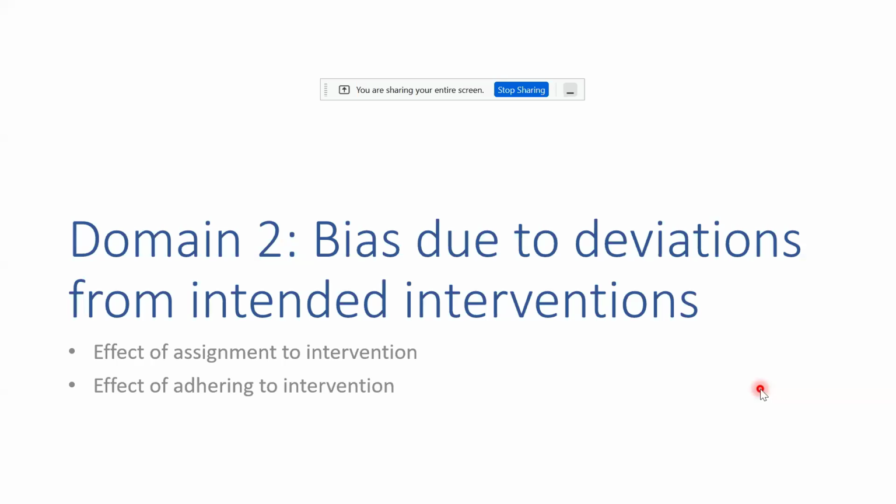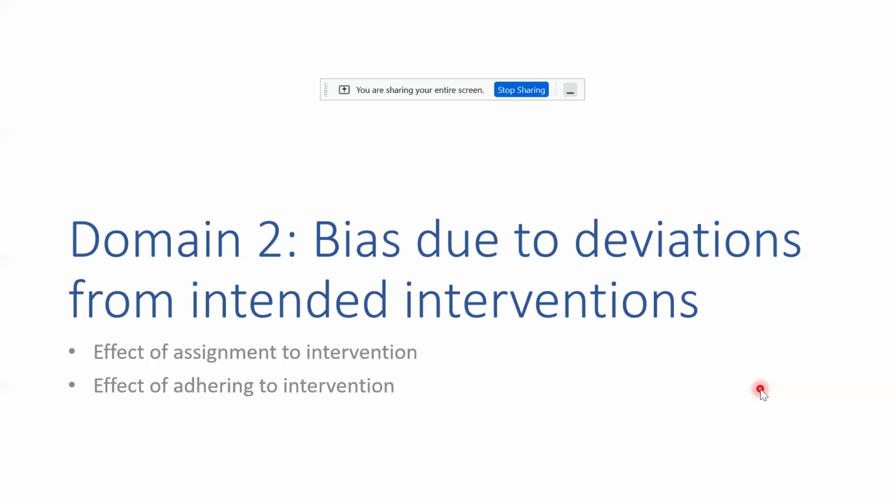So when we are looking at bias due to deviations from intended interventions, there are two ways in which we can see it, two ways in which analysis is done, and two ways in which we can be interested in understanding it. The first one is the effect of assignment to intervention, and the second one is the effect of adhering to intervention.